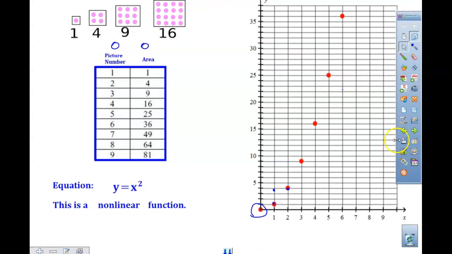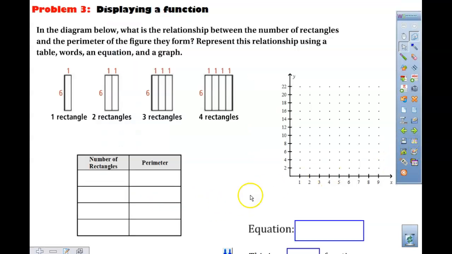So if you're asked to give a reason, you could say the equation is to the second power, there is not constant addition in our table, or the graph curves, it is not a straight line.